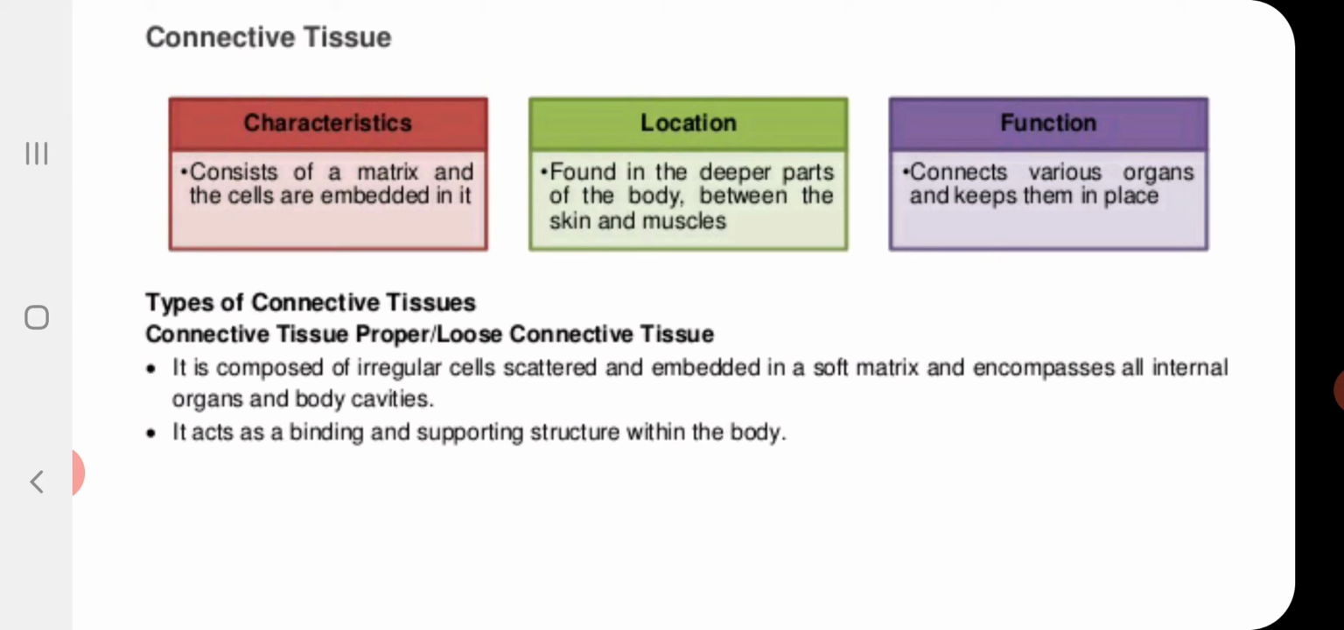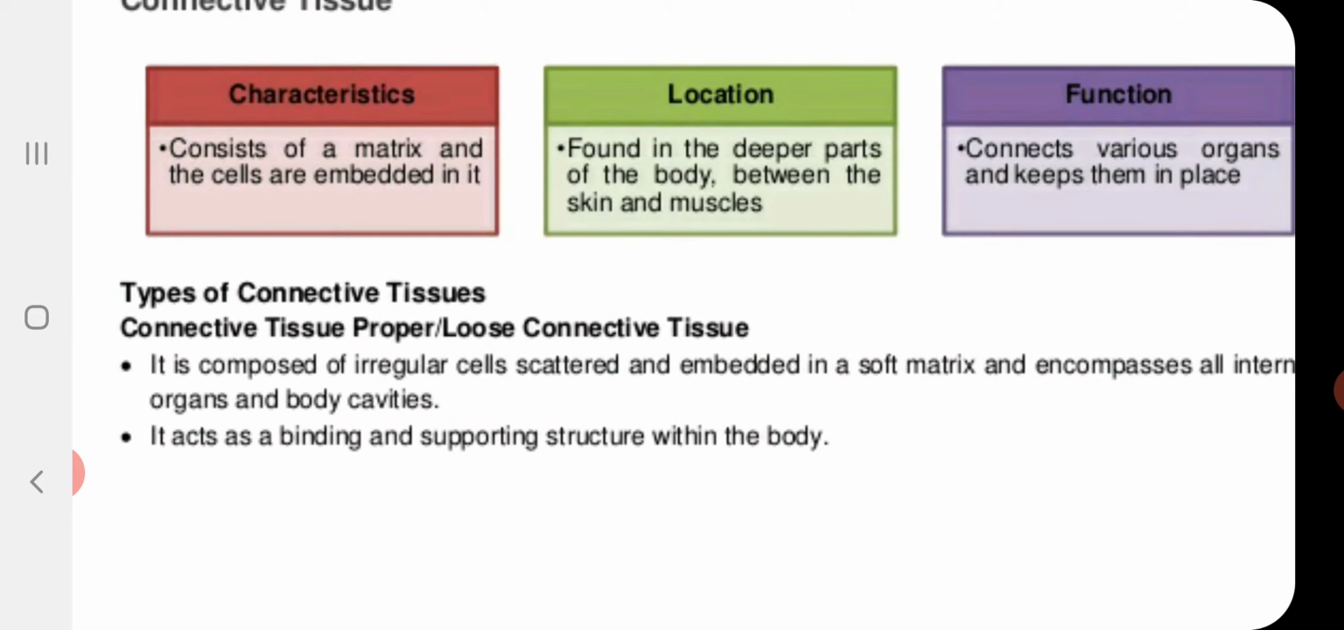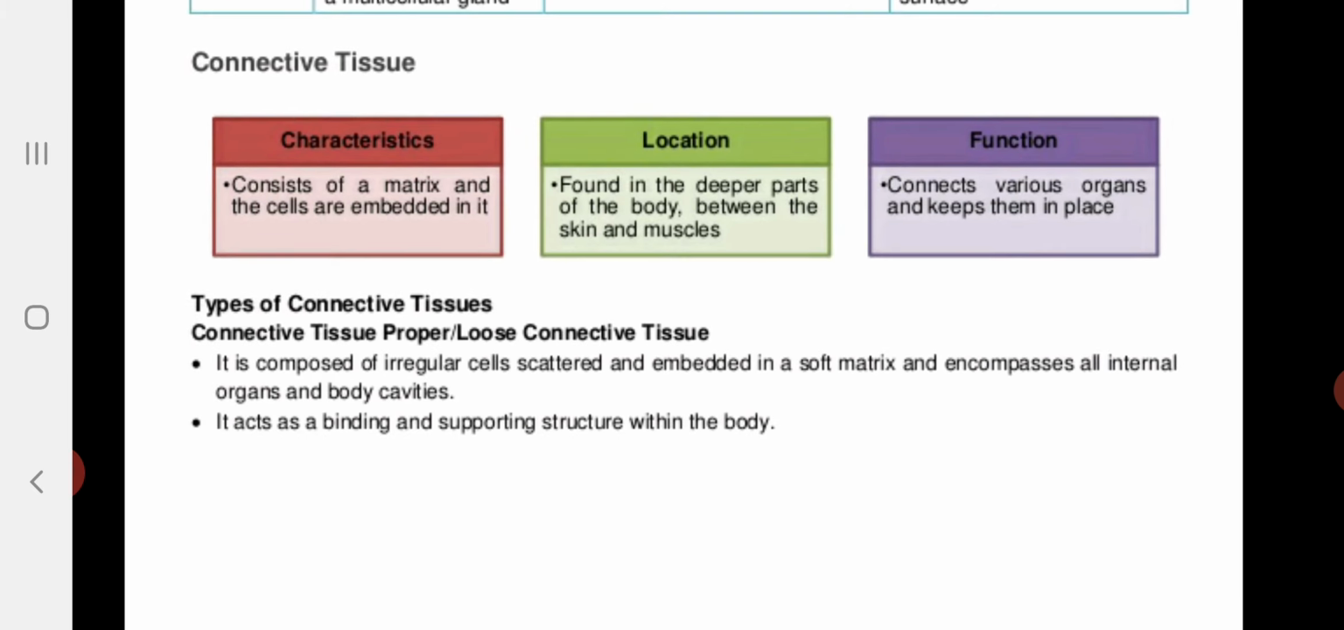Connective tissues include loose connective tissue and proper connective tissue. It is composed of irregular cells scattered and embedded in a soft matrix, and it encompasses all internal organs and the body cavities. It acts as a binding and supporting structure within the body.